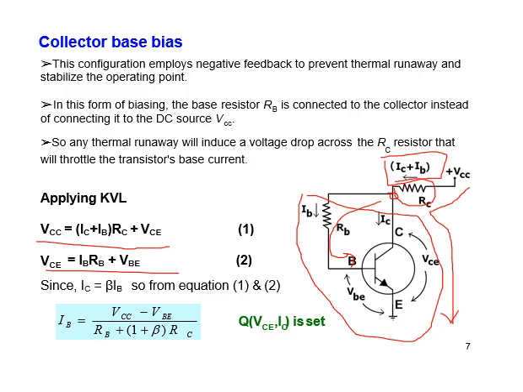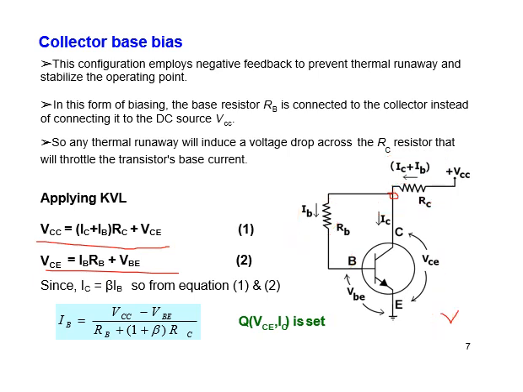So here in that case, rearranging these two equations, the expression for the base current can be obtained as VCC minus VBE upon RB plus 1 plus beta times RC. Putting this value of IB in this formula, we can obtain the expression for IC as beta into VCC minus VBE upon RB plus 1 plus beta times RC.